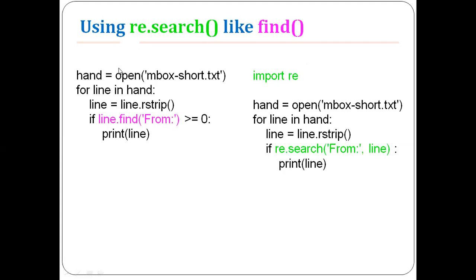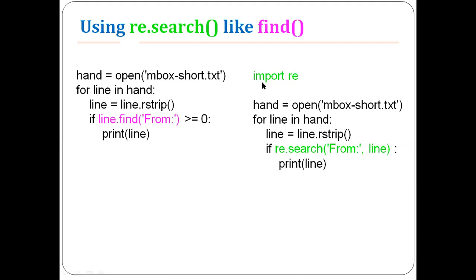This is how your find function and the search function work. In the case of the find function, we're just checking whether the line has any characters or any string or not. If it contains a string, you are checking whether the result is greater than or equal to 0 or not. If the comparison gives a result greater than 0, then that particular line contains a string called from and a colon. But the same thing can be achieved using the regular expression as well.